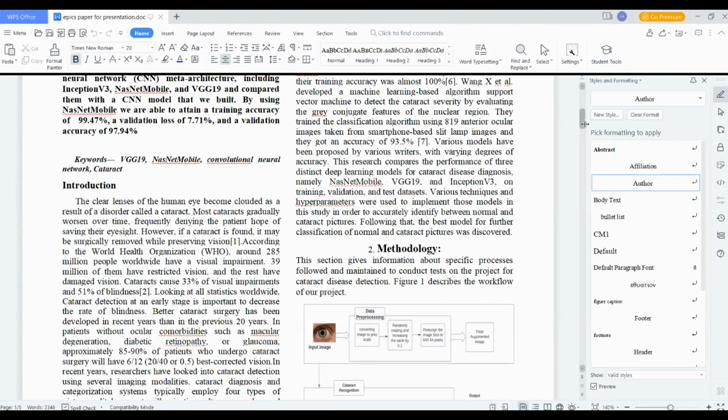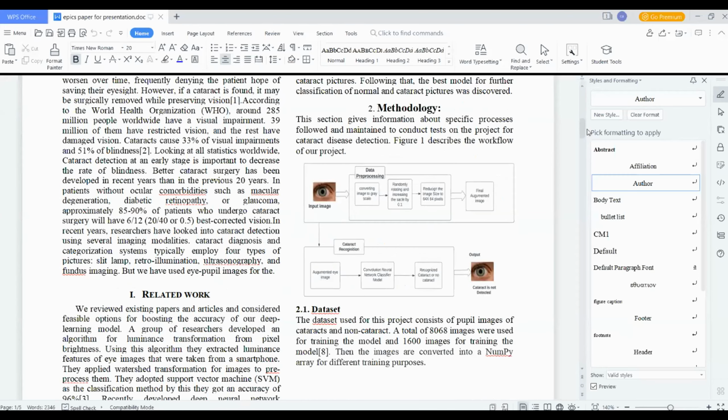by 64 before developing the model. In the dataset we have used nearly 8,068 images for training and 1,600 images for testing. We collected images from various hospitals. We also got 115 images from ophthalmology researchers. So we trained this model on real-time data only.